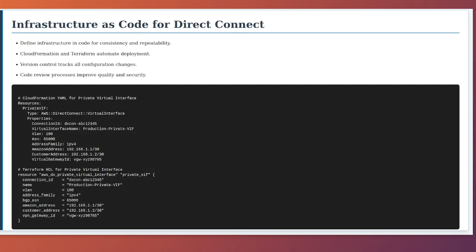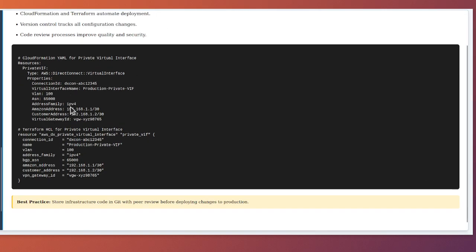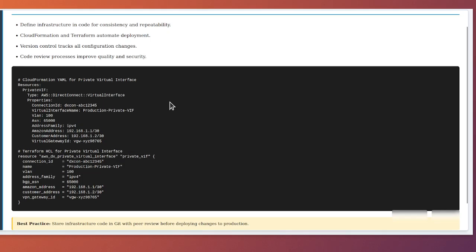Infrastructure as code for Direct Connect. Managing Direct Connect infrastructure as code provides consistency, repeatability, and version control for your network configurations. Let me show you how to use AWS CloudFormation and Terraform to automate Direct Connect deployments.